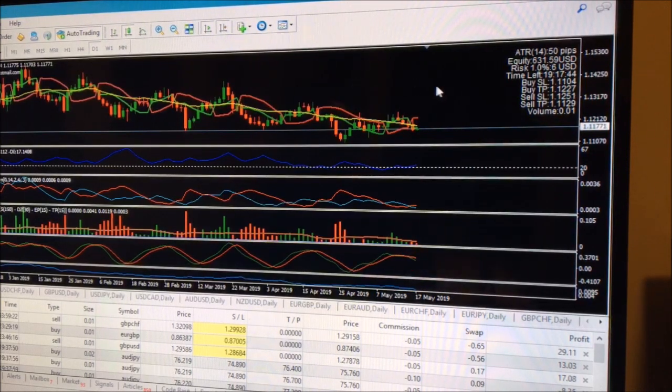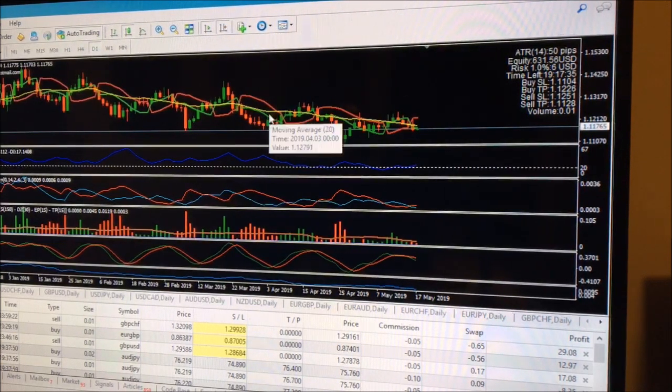And then the last thing I have on here is the ATR, which tells me the average number of pips that the candles have moved over a period of 14 candles. So that's just to help me with money management, and I'll kind of explain that here in a bit.